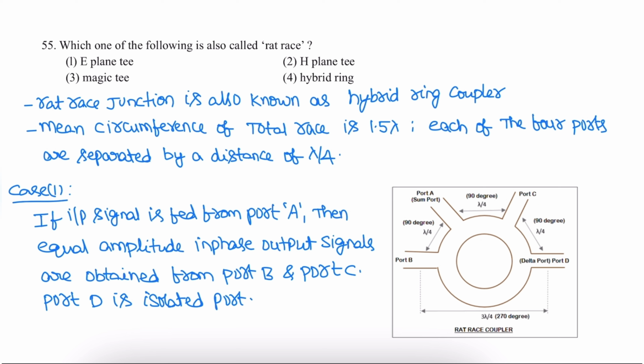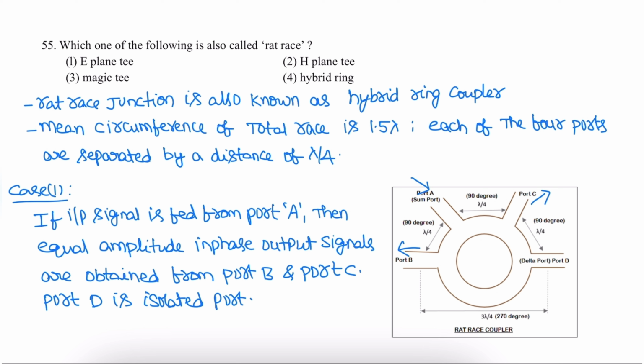This rat race junction is also called hybrid ring coupler. The mean circumference of this rat race junction is 1.5 lambda: lambda by 4, 2 lambda by 4, 3 lambda by 4 plus 3 lambda by 4, that is 6 lambda by 4. Its circumference is 1.5 lambda. Case 1: if input signal is applied at port A, then equal amplitude, in phase output signals are obtained at port B and port C.